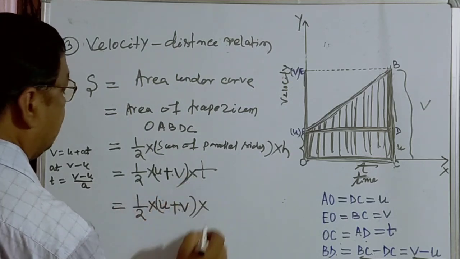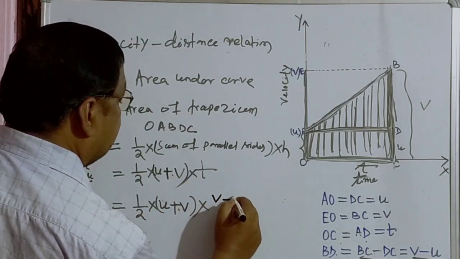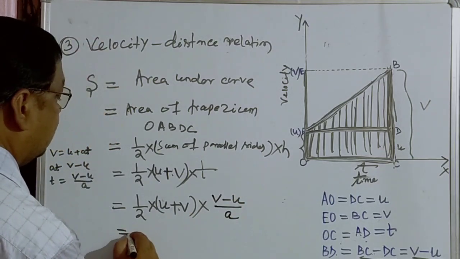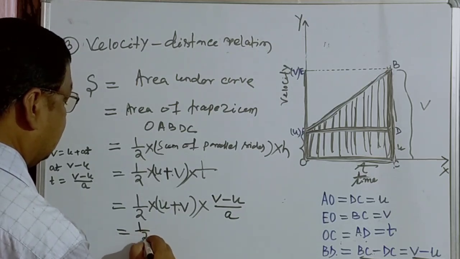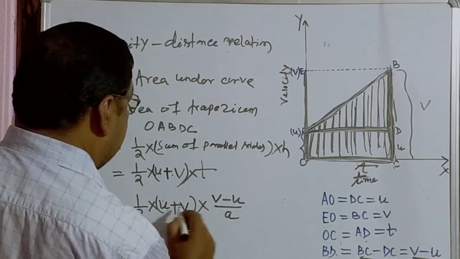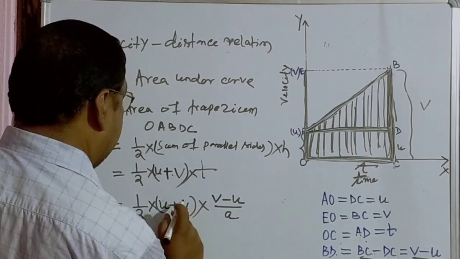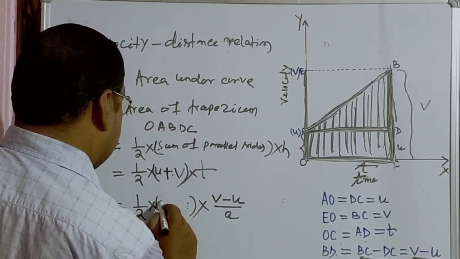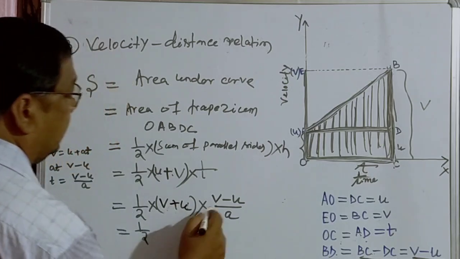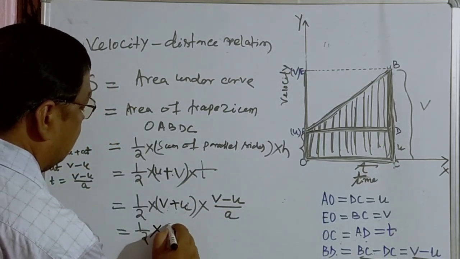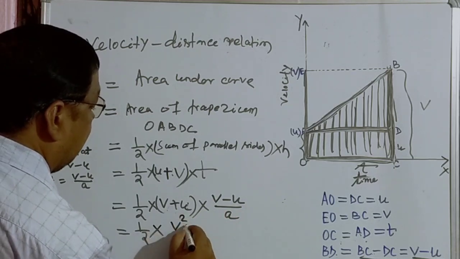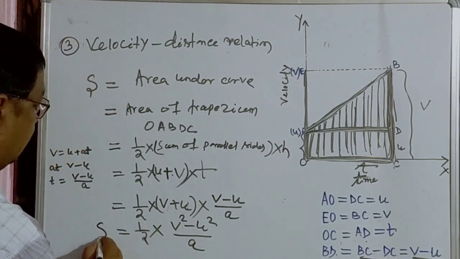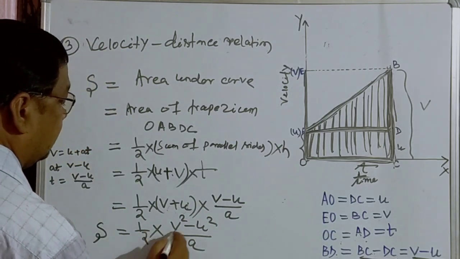Here in place of T, we can write V minus U by A. That is equal to half, U plus V, we can write it also as V plus U, V plus U and V minus U, that is A plus B, A minus B, A square minus B square by A. A is equal to half into V square minus U square by A.